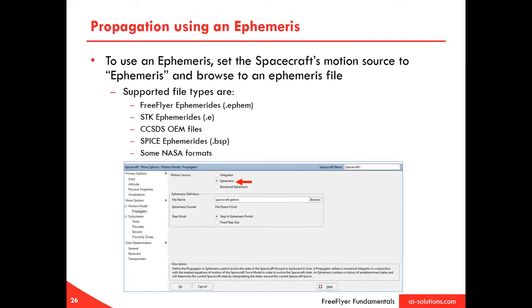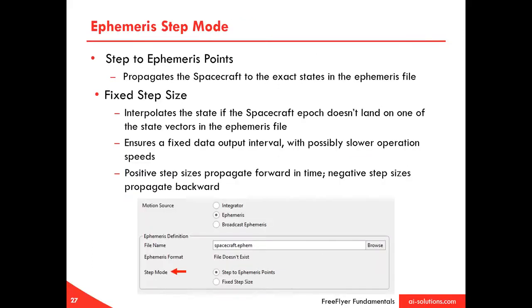You might have an ephemeris that captures a trajectory that's already been computed, whether by FreeFlyer or by some other tool. If you want to import that trajectory into FreeFlyer, just choose ephemeris for the motion source on the spacecraft propagator page, and then browse to the ephemeris file. FreeFlyer supports our own FreeFlyer ephemeris format, as well as STK ephemeris files, CCSDS OEM files, SPICE ephemerides, as well as some other formats. When you're using an ephemeris as your spacecraft's propagator, you can set the ephemeris step mode.